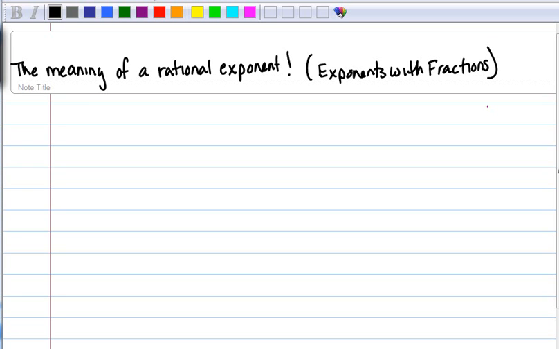Meaning of a rational exponent. Well, rational means fraction. So we're really asking ourselves, what is the meaning of exponents with fractions? So let's start with the definition in the book.